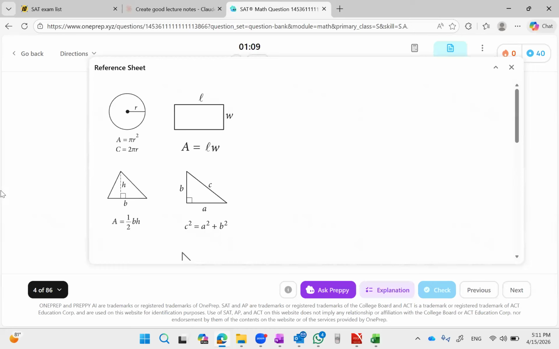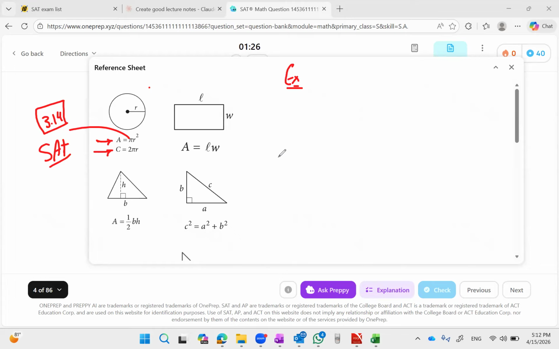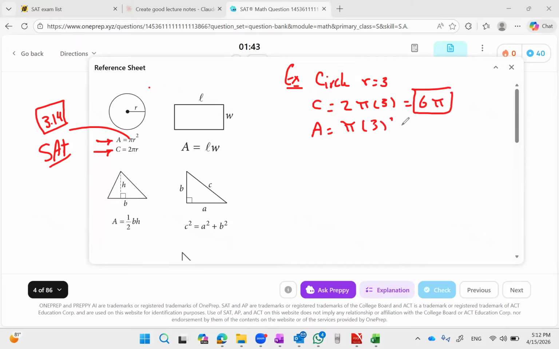As we can see here, I have the circle, the area of the circle, and the circumference of the circle. Notice that pi here is approximately 3.14, but in most SAT questions we are using pi in terms of pi. For example, if I have a circle with radius 3 and I'm looking for the circumference, it's going to be 2 multiplied by pi multiplied by 3, which is equal to 6 pi. So I'm not going to replace pi. And if I'm looking for the area, it's going to be pi times 3 squared, which is equal to 9 pi. Also I'm going to keep the answer in terms of pi.